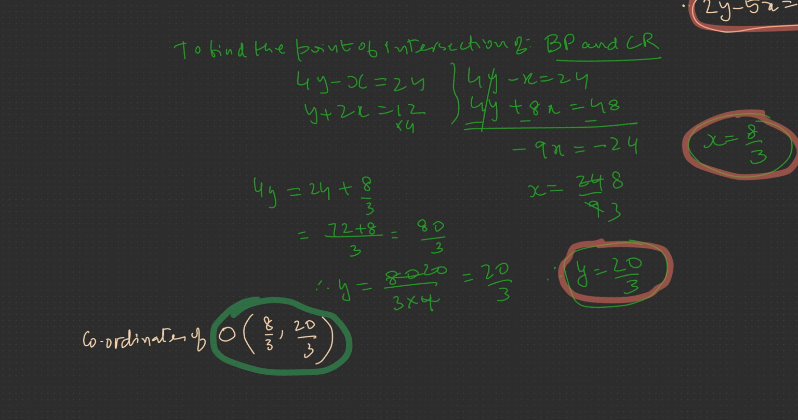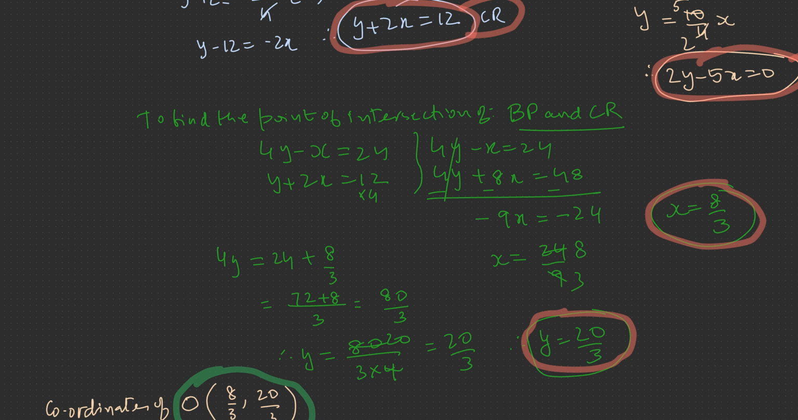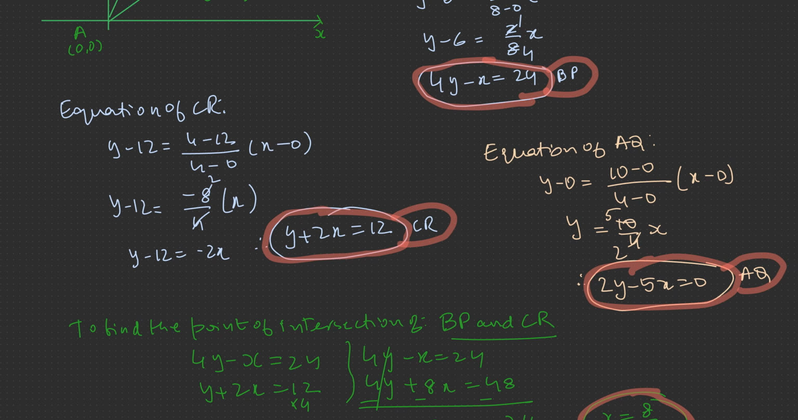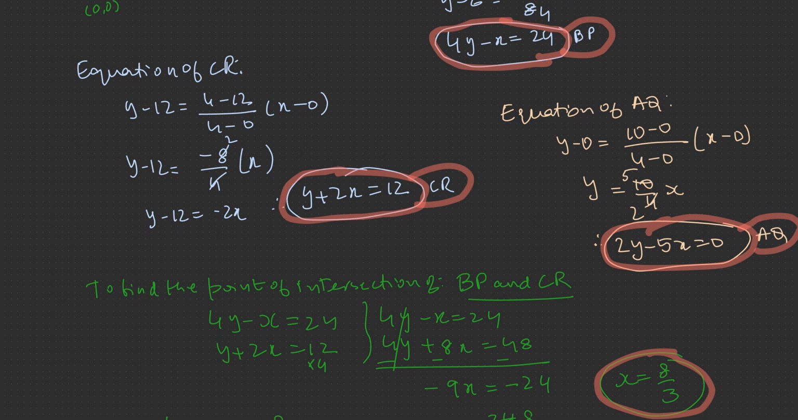Okay, so 8 over 3, 20 over 3. Now we need to have a check. So we need to do two more medians. So we said BP and PR. Maybe we can say AQ and CR.